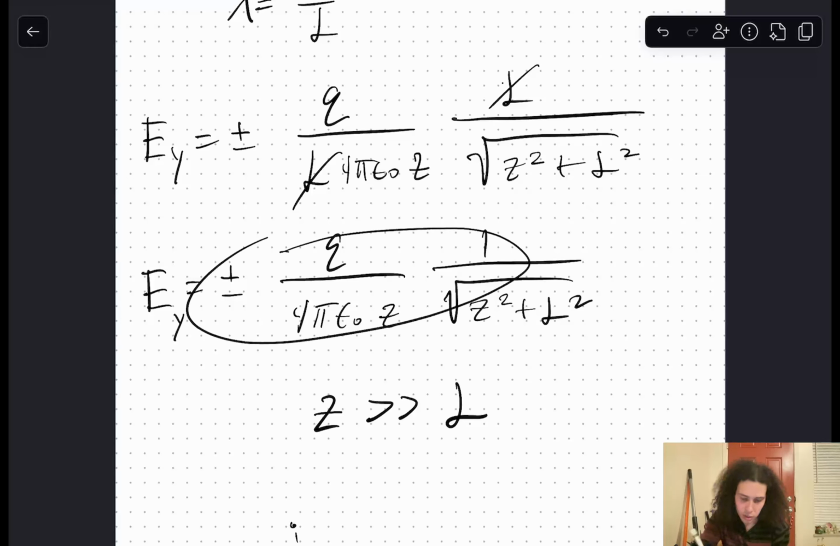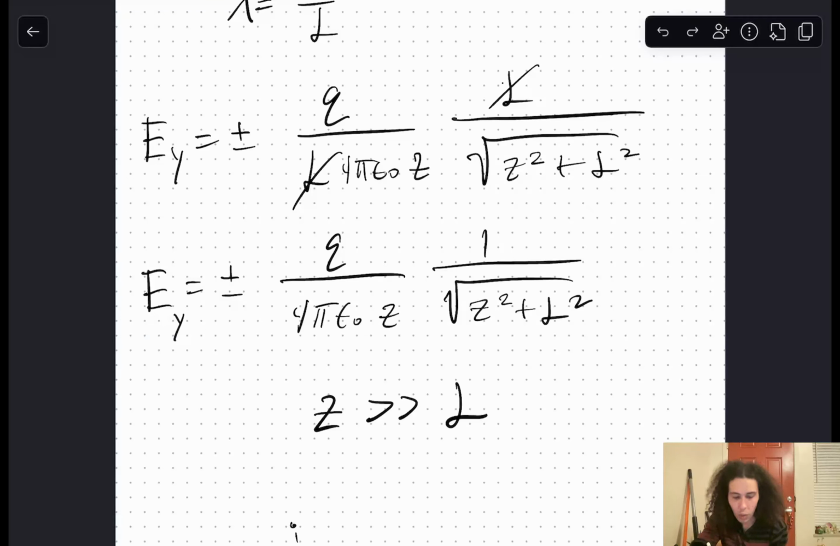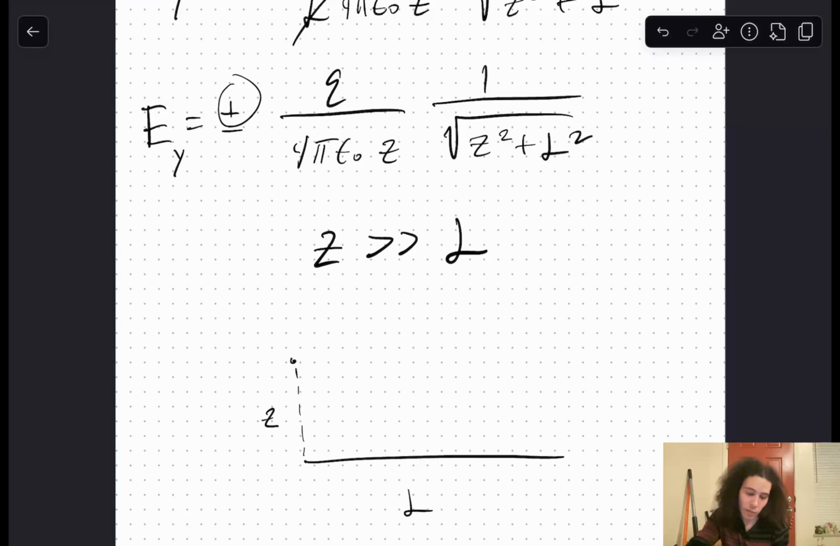So in some sense, this equation does hold, and for this one, we choose it to be positive. Because again, if the point charge is positive, you want the E field component to be in the y direction, the positive y direction, so up.